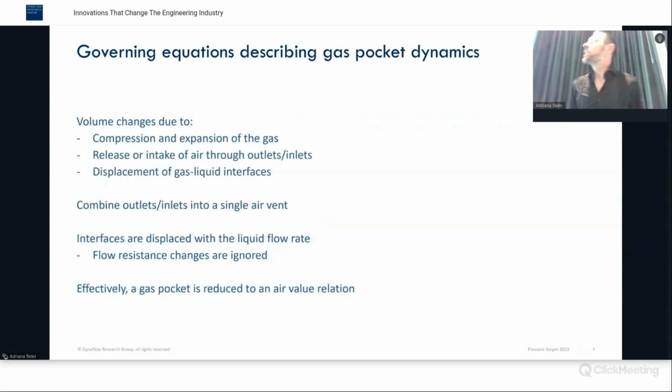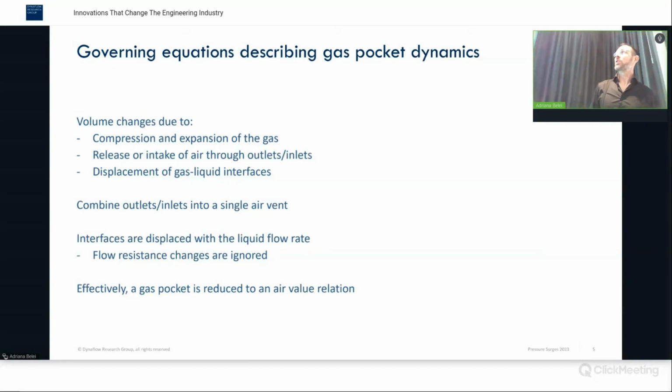Okay, so the model essentially starts with a number of volumes, and it's going to track how those volumes move through the system using the method of characteristics. So it uses the method of characteristics to predict the flow velocities, and using the flow velocities, it can predict how the volumes travel through the system.